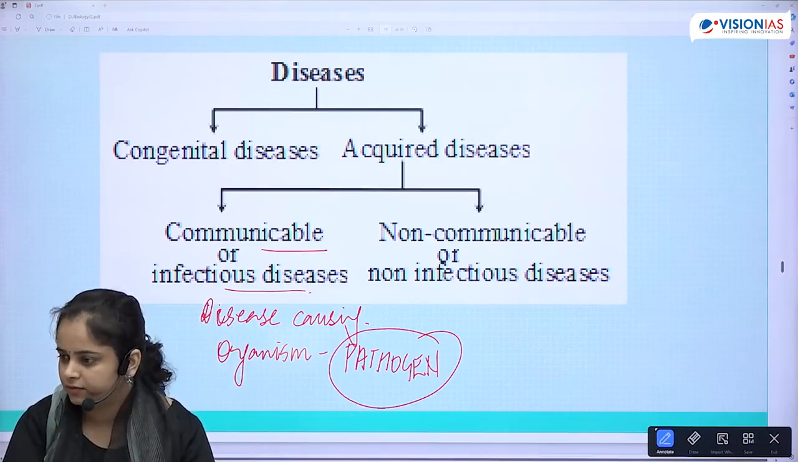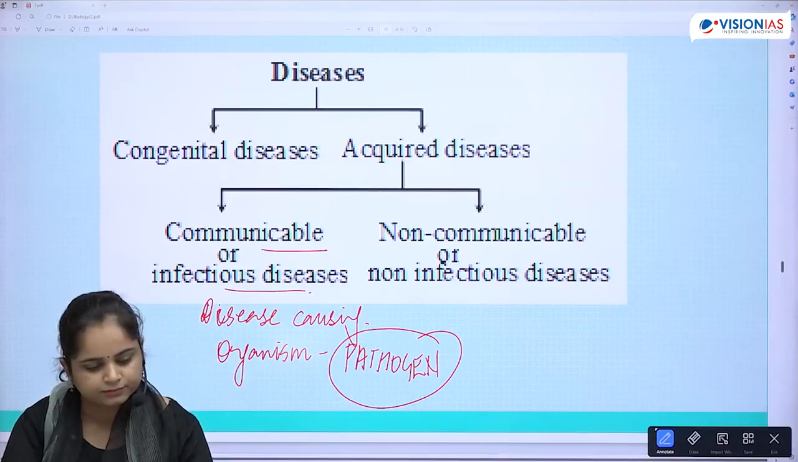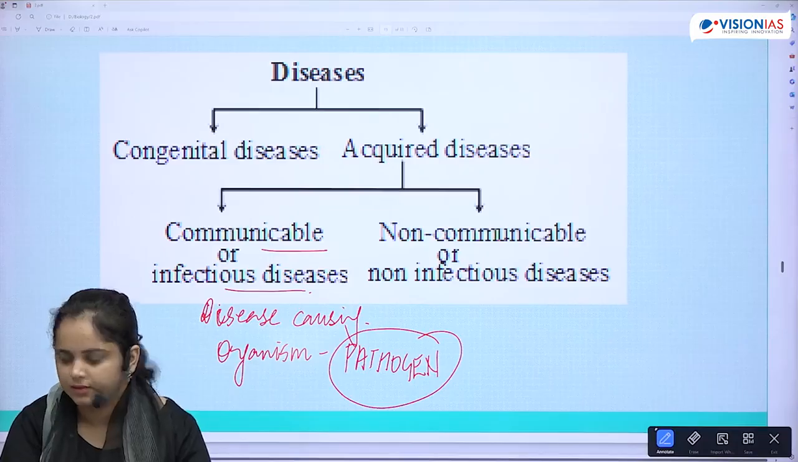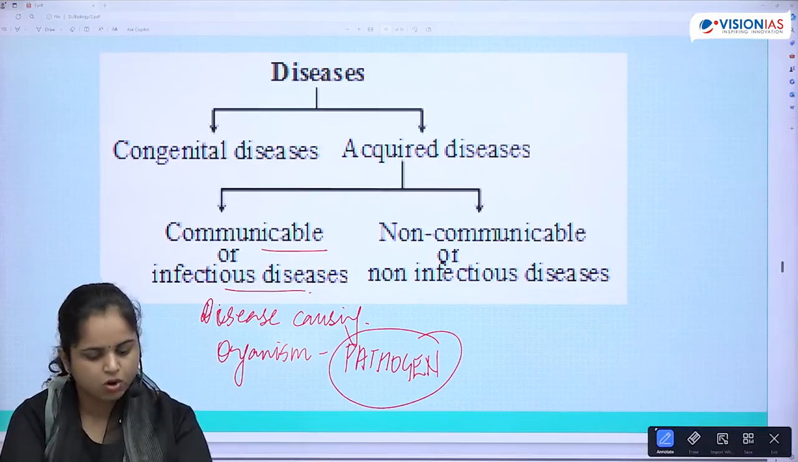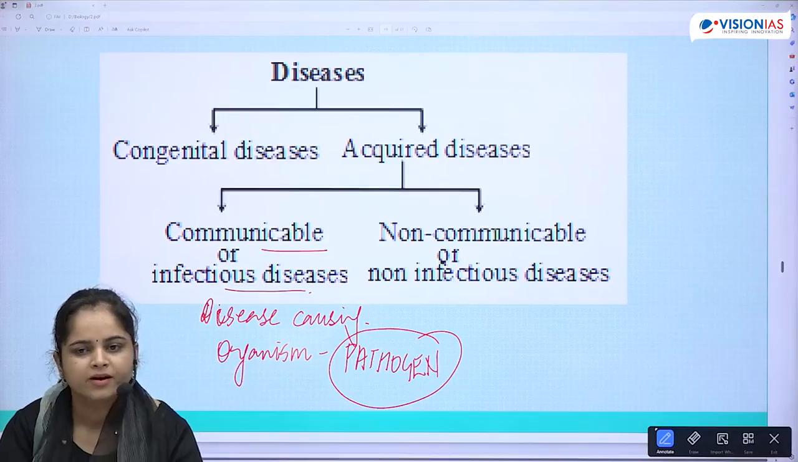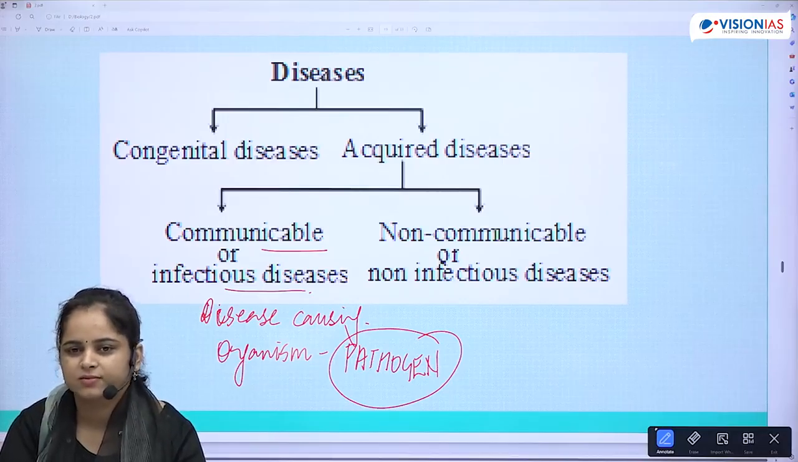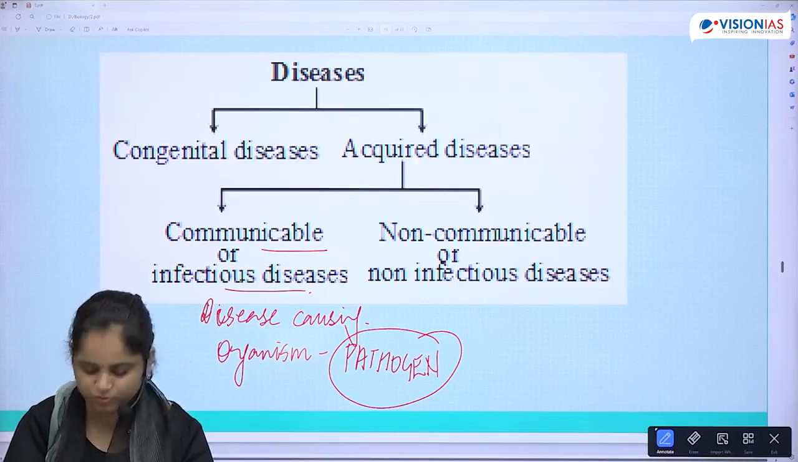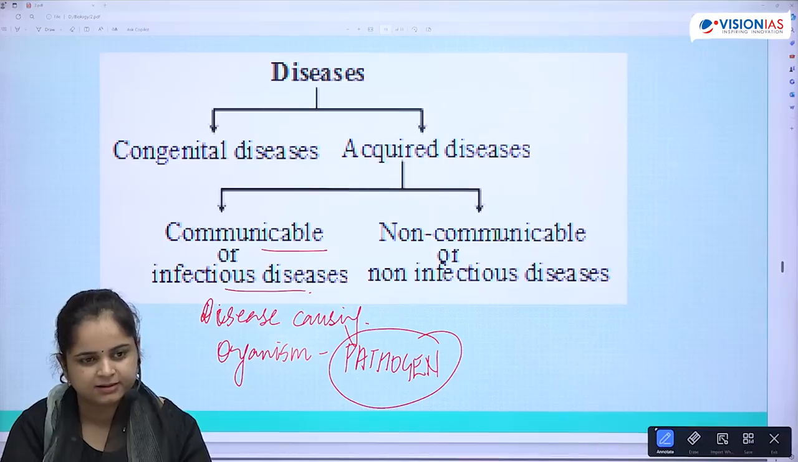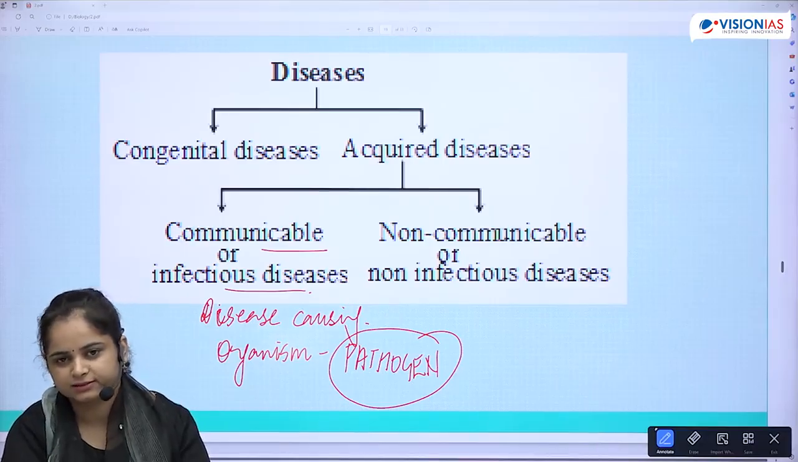They occur because of disease causing organisms called pathogens. Now, can you tell me an example of such a disease caused by a pathogen? Malaria, cholera, COVID. You can write any one or two examples. We'll discuss more about this. Malaria, dengue, typhoid, tuberculosis.